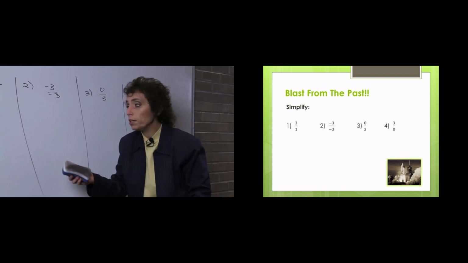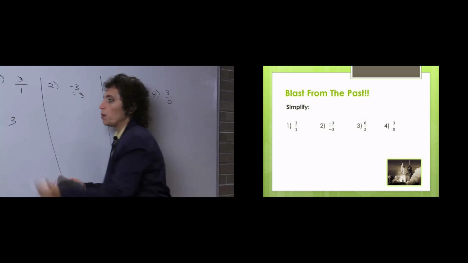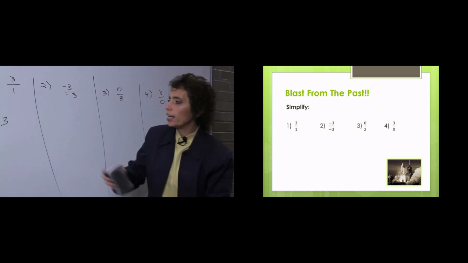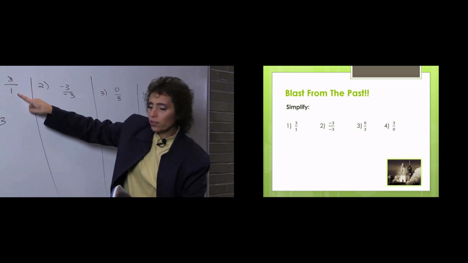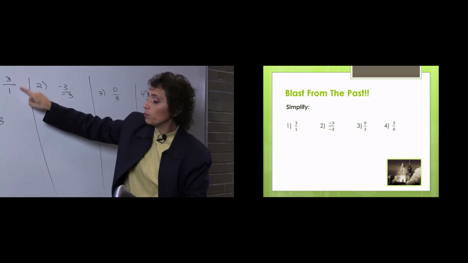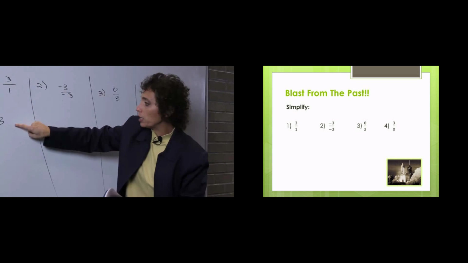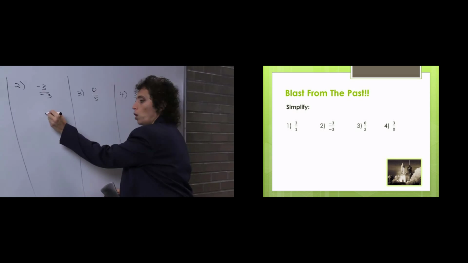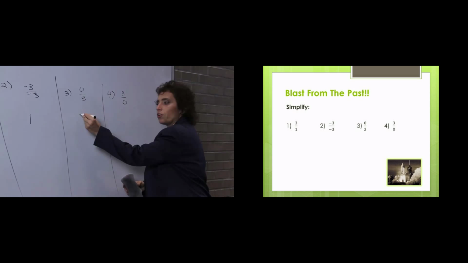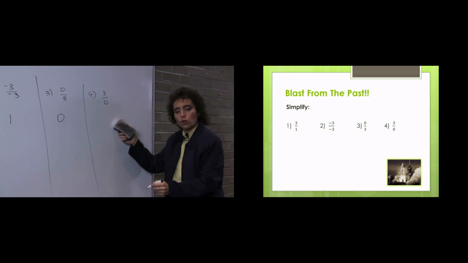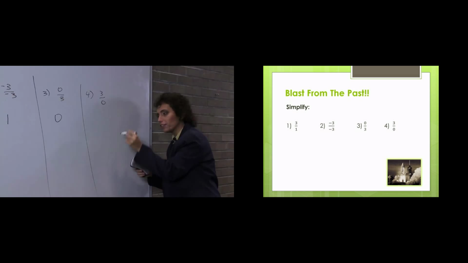3 divided by 1 is 3. Remember, I could check that if I want. And also notice the numerator is greater than the denominator, so that is called an improper fraction. The answer is 3. This is 1. This is 0. And this, of course, is undefined. The 0 is under, so it's undefined.